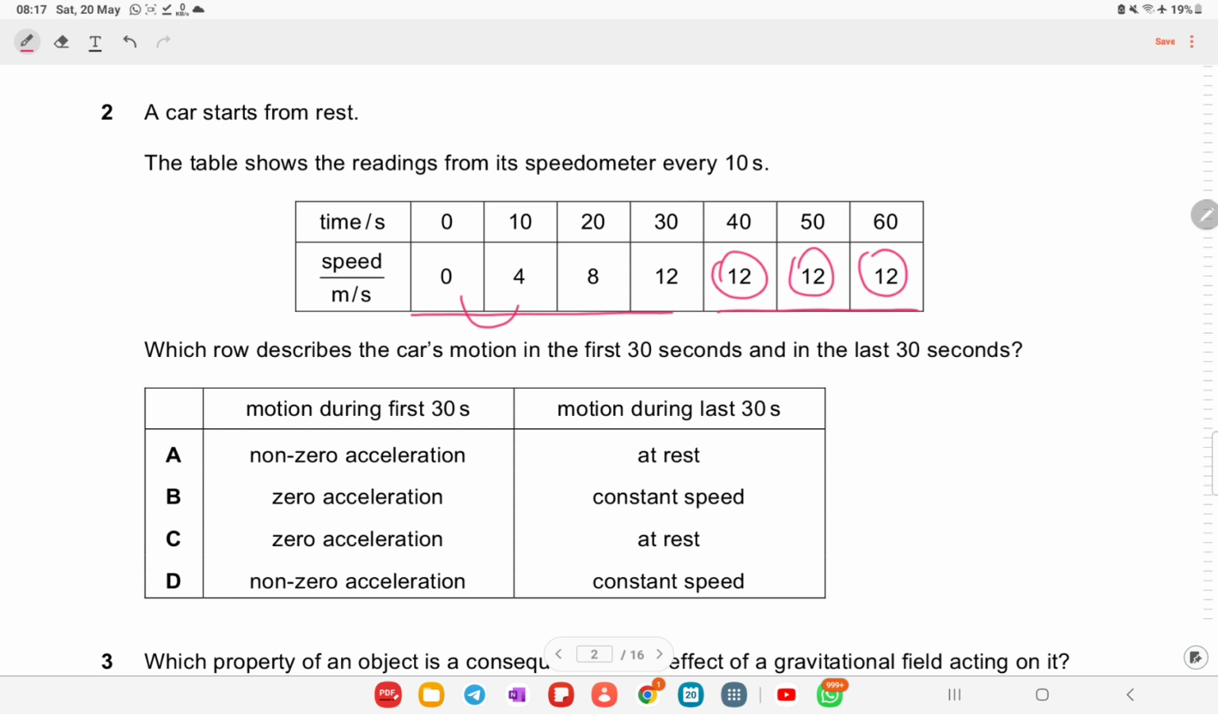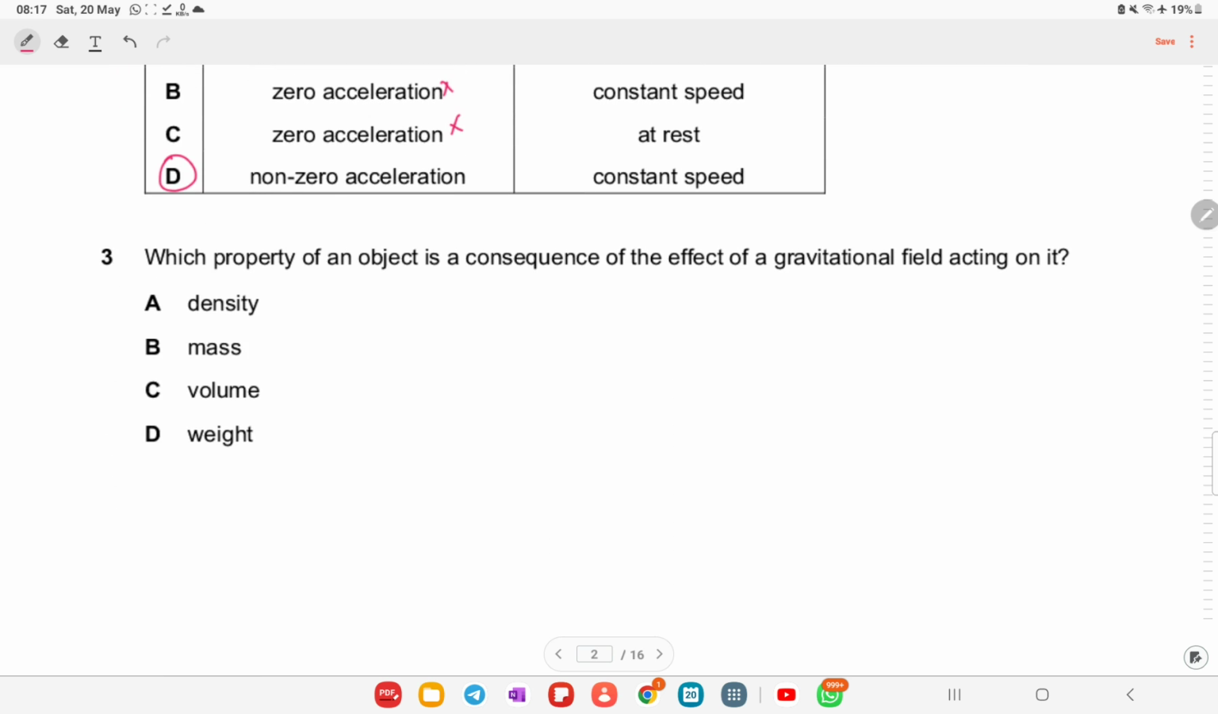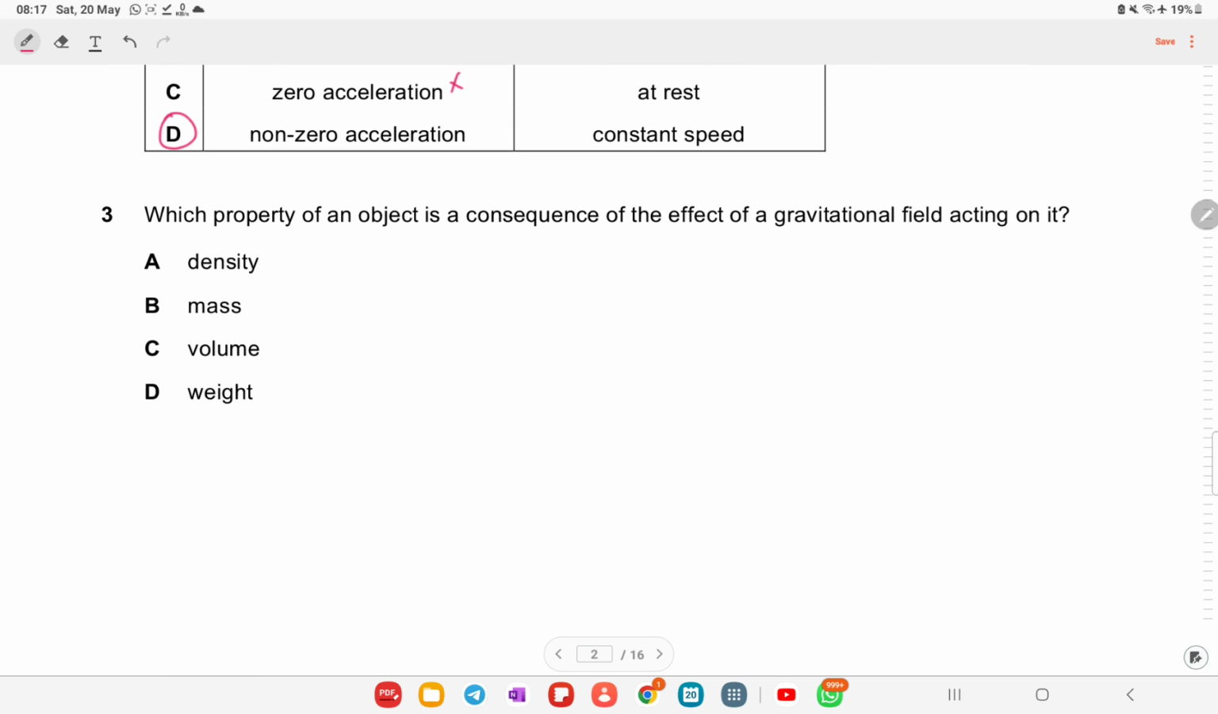So if you take the slope, 4 minus 0 over 10 minus 0, so it's going to be 0.4. So this is not a zero acceleration first of all, so it's non-zero. And in the last 30 seconds, you see this is a constant speed, so your option D will be your right answer.